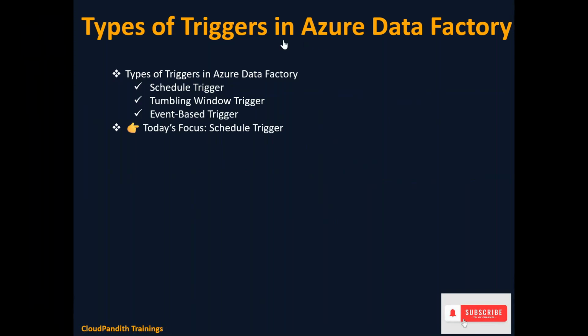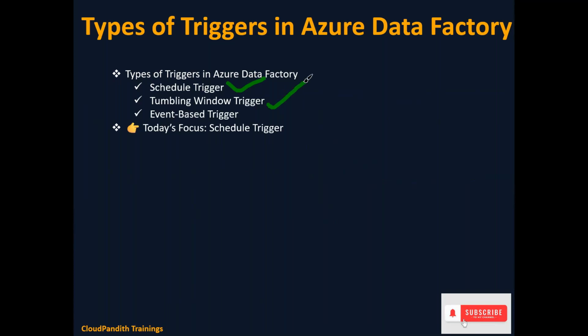Azure Data Factory provides multiple trigger types. One of them is the schedule trigger. It is used when a pipeline needs to run based on time, meaning every minute, every hour, every day, every week, every month. Okay, those are the different timings.